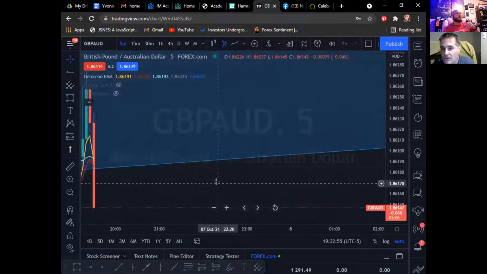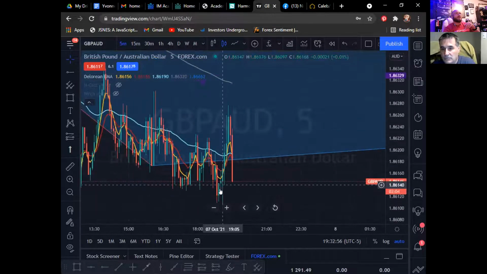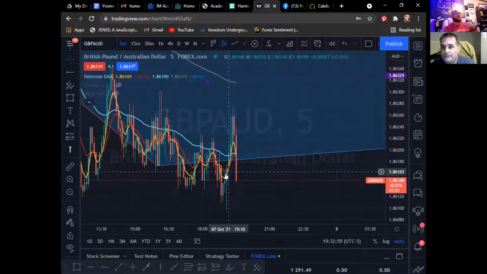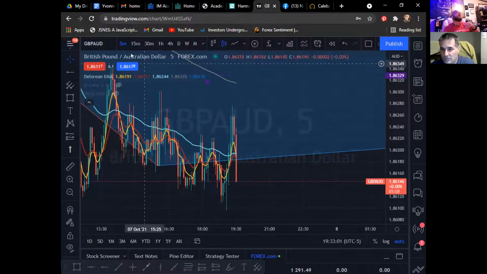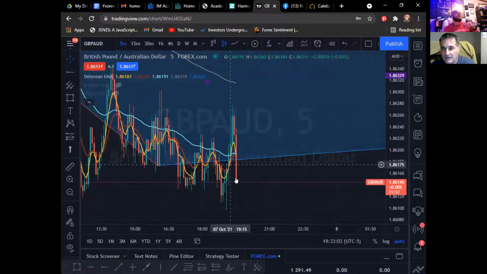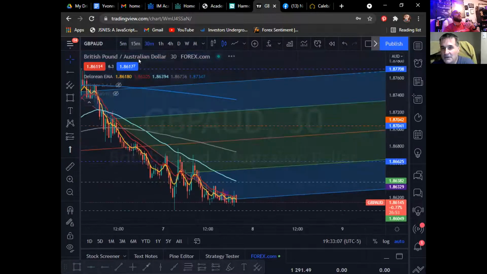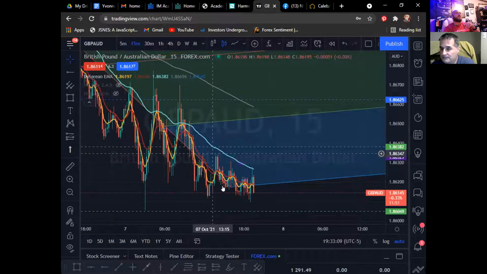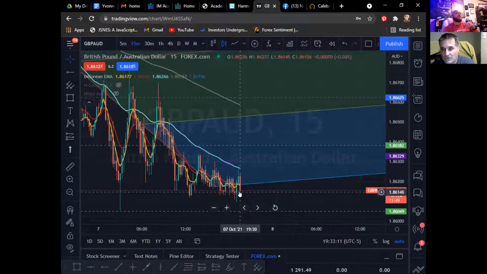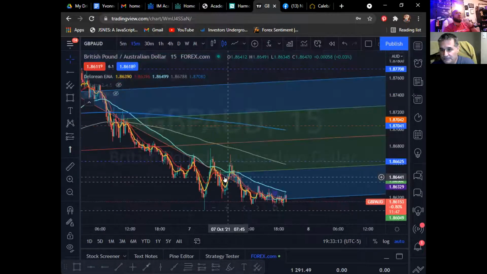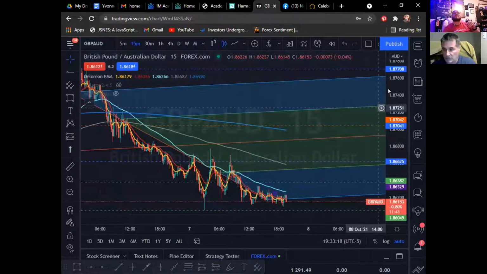Even 5 minutes here. This is what do they call it? Sniper entries. Look at this foolishness. Yeah, that's insane. Look at this manipulation. That means when it recoils, it's going to recoil hard too. So cool. Okay. Does that make sense to you?